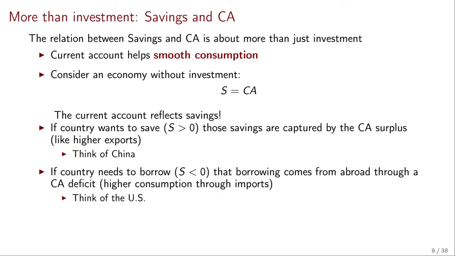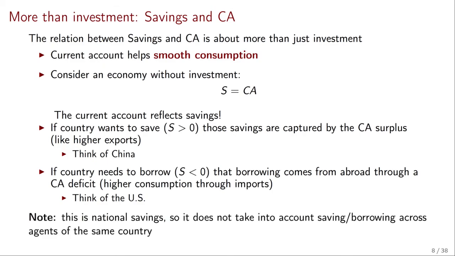But then also, if a country needs to borrow from abroad, that borrowing is going to come through a current account deficit. But also, that additional consumption beyond what the country can produce is coming through imports. And we can think of large countries like the US where they can sustain current account deficits, which are not necessarily a bad thing because they are allowing the country to consume more and save less. Then finally, note that here we're not saying that nobody can borrow or save in the country. We're saying this is national savings. So it does not take into account saving and borrowing across agents of the same country. So that is netted out.